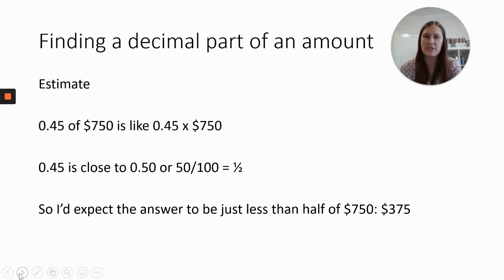So the first thing I like to do, and I've been through this in other videos, is calculate an estimate. So I know if my answer is likely to be around the right result when I work out my final solution. So 0.45 of 750 is like saying 0.45 times 750. 0.45 is 45 hundredths, which is pretty close to 50 hundredths, or 50 out of 100, which is also equivalent to half. So I'd expect that the answer to this question is going to be just less than half of $750. So I would expect my answer to be not more than 375.